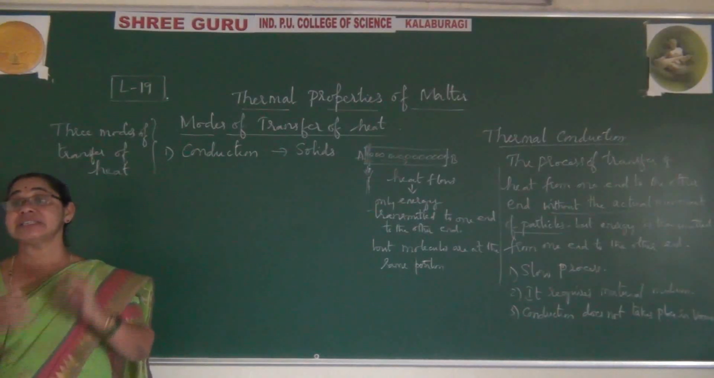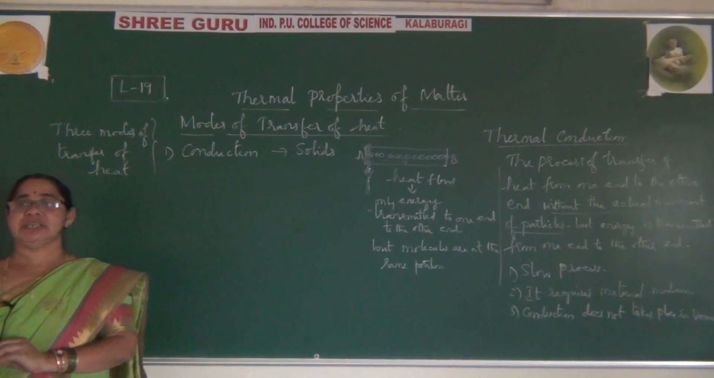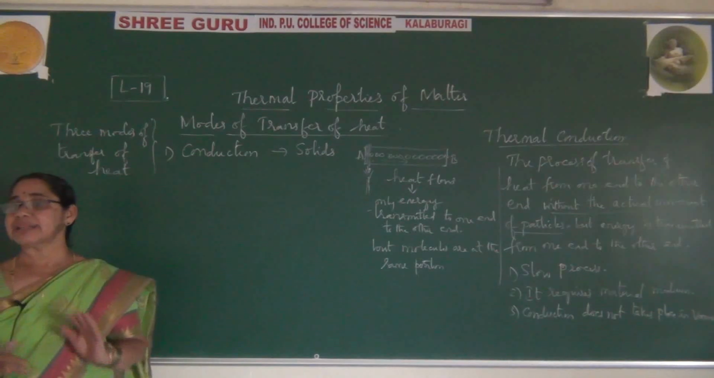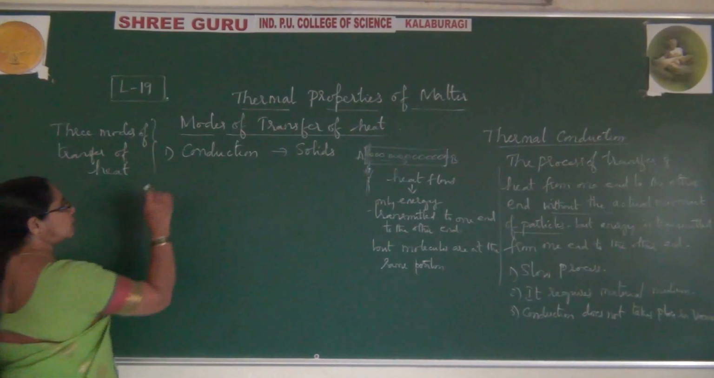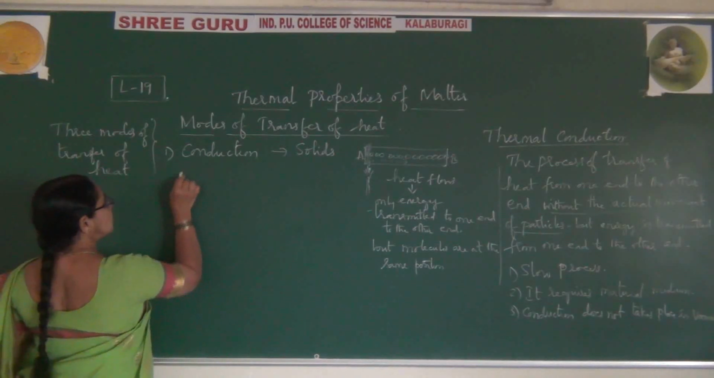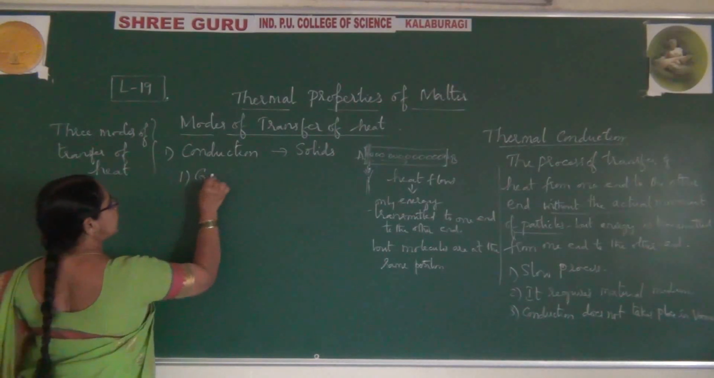So the substance which allows heat from one end to the other end is called a good conductor of heat. So let me write, there are two types, that is, good conductors and bad conductors.